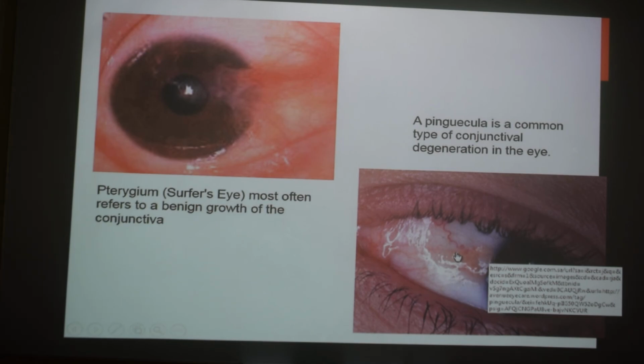So if you start to hear these terminologies, the ophthalmologist would be talking about these pinguecula and pterygium. So you should be aware of these terms. What does the pterygium mean or pinguecula mean?